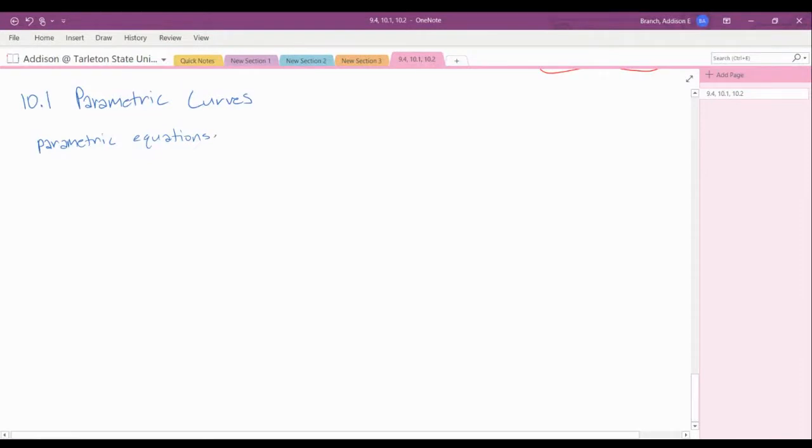Parametric equations are essentially equations where, let me do some preface. Normally whenever we work with regular equations, we just work with x and y. Usually x and y are functionally related, so y can be a function of x, or x can be a function of y. But parametric equations are a little bit different. Parametric equations are essentially when x and y are defined by a third variable.